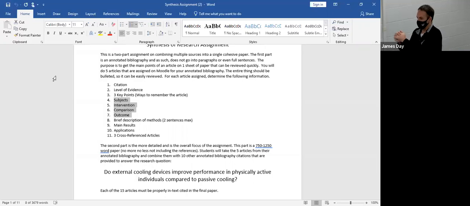So it could be, like in the Wingo article, they were measuring blood plasma concentrations of different things. They were measuring VO2 max, right? And all you have to do is list what they're measuring. Because all we want to do is look at the sheet of paper and see what they did in this article.